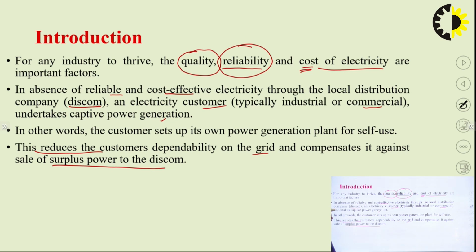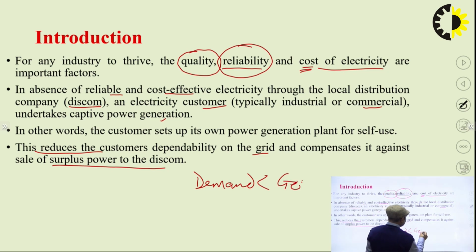Whenever there is surplus generation, when demand is less than generation, in that case excess power can be supplied to the grid.